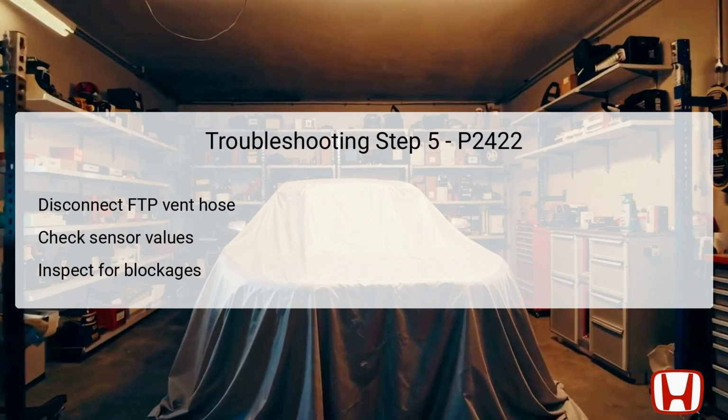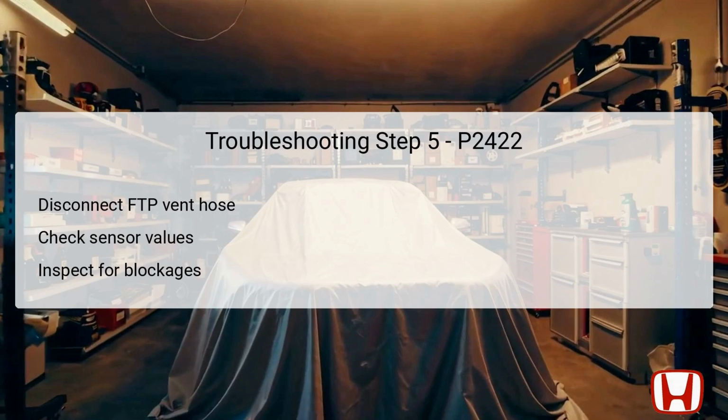In step 5, your task begins by disconnecting the vent hose from the fuel tank pressure FTP sensor to isolate it from the system. This allows for an accurate assessment of the sensor's functionality without interference from the rest of the EVAP system. With the vehicle in on mode, you can now check the parameter values provided by the HDS to determine if they meet specified thresholds.